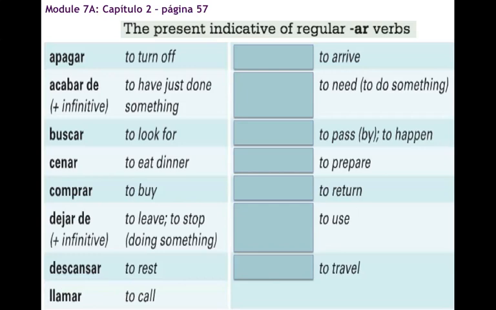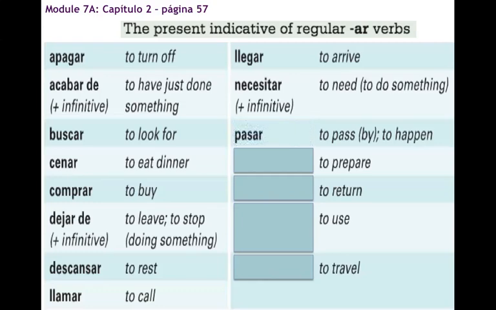¿Cómo se dice to arrive en español? Llegar. To need. And you can use it with an infinitive to say to need to do something. Necesitar. To be necessary. ¿Cómo se dice to pass by or to happen? Pasar. To prepare. Preparar. Both of those, by the way, these are some good cognates. Necesitar, pasar, preparar. Pretty easy to remember. They look very much like the English.